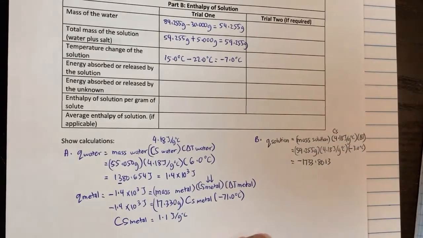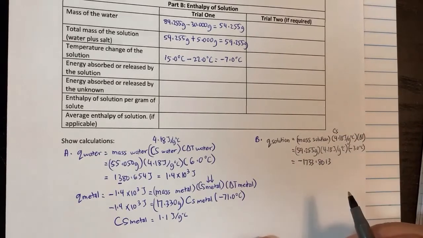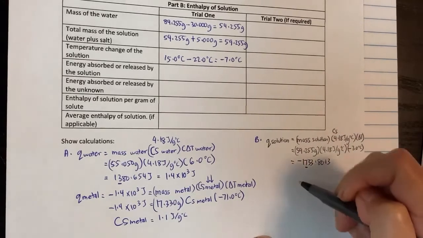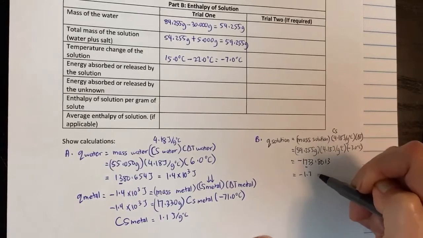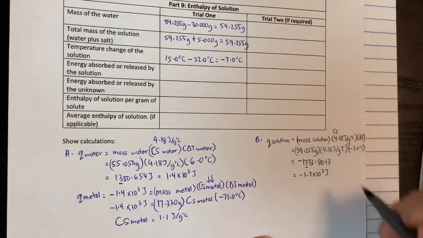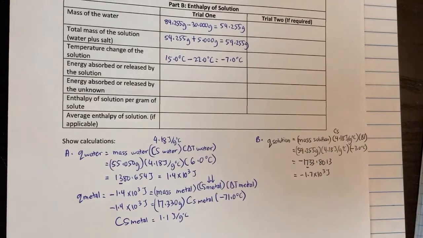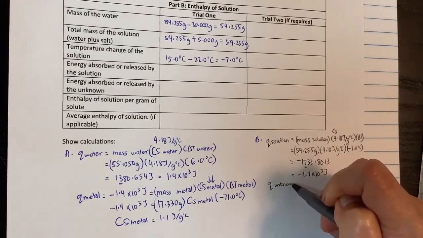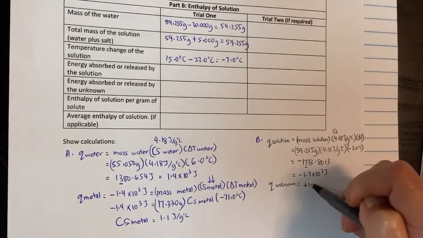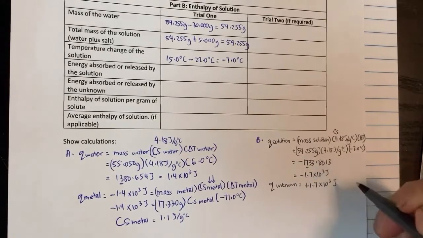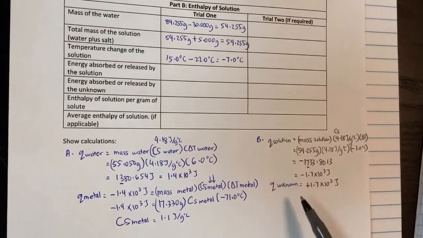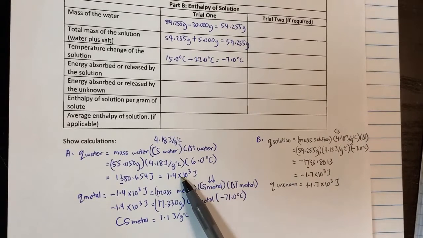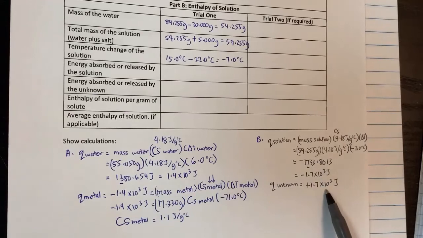Negative 1733.8013. It's a really long list of numbers, and there's no need for that, because all we keep is just two sig figs. So I get negative 1.7 times 10 to the power 3 joules. Once I get that Q of solution, I know that Q of the unknown is positive 1.7 times 10 to the power 3 joules. These are always the same number but opposite signs. Part A is the same way: if one is positive, the other is negative.